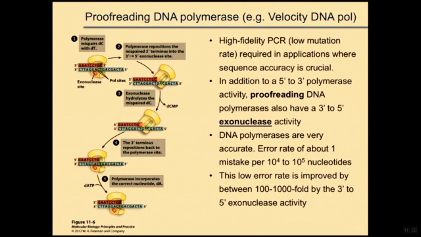But we still do check by Sanger sequencing that we've made the right gene in our plasmid if we're going to use it for something, because polymerases, although they have a low error rate, still make mistakes. You can see it's about 1 mistake per 10 to the 4 or 10 to the 5 nucleotides.